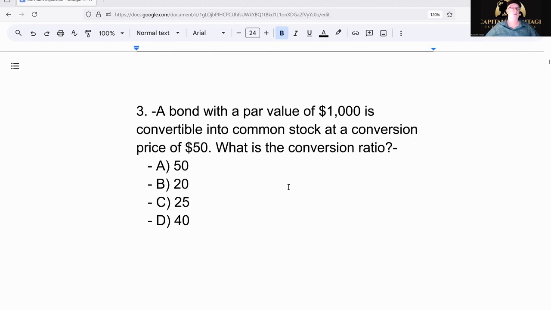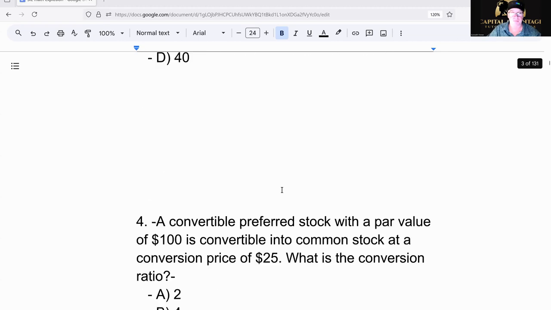Here we go. A bond with a par value of $1,000 is convertible to common stock at a conversion price of 50. I'm going to go quick because there's a lot of questions on here. What's the ratio? You'd have to do the math now. Handy dandy calculator. 1,000 divided by 50 gives us 20. That's our ratio. We turn it into 20 shares of common. Boom, on to the next one.